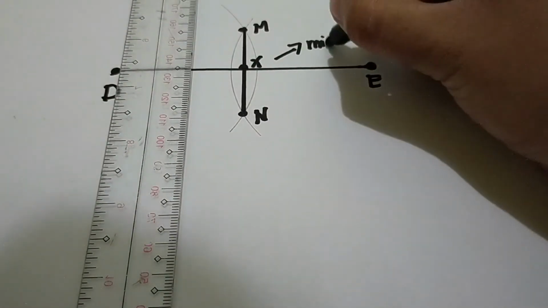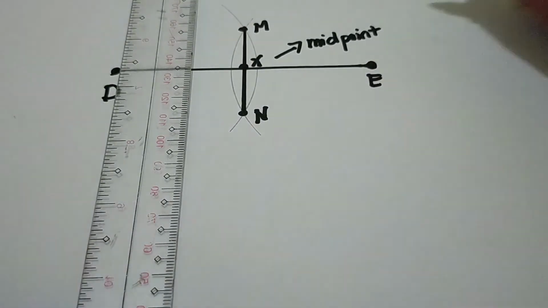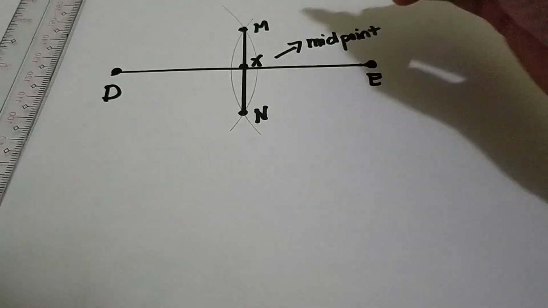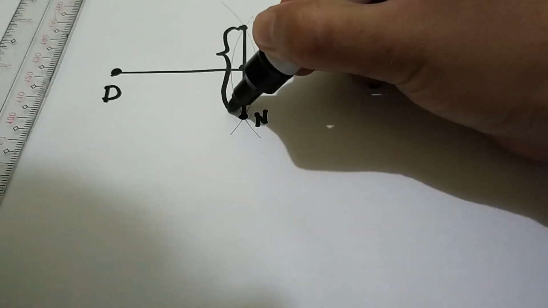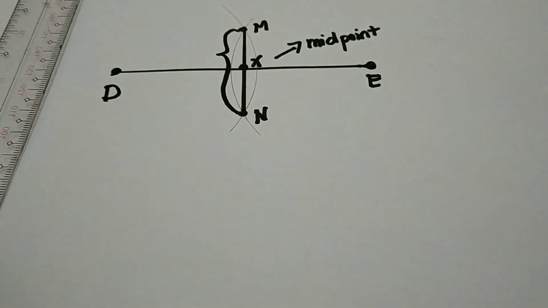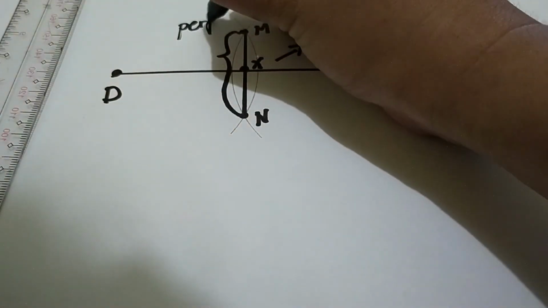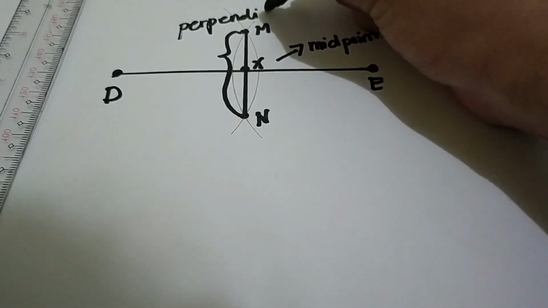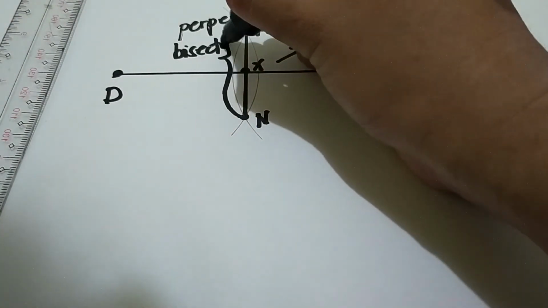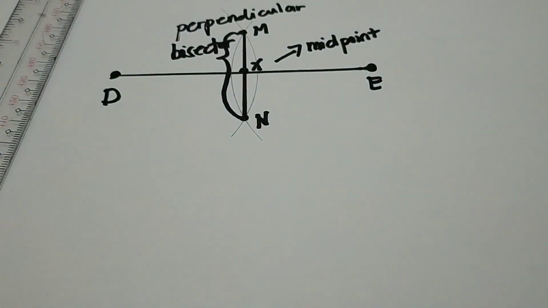So point X is the midpoint of our segment DE. However, the line formed by connecting the intersecting points M and N is what we call the perpendicular bisector. Okay, so there we have it. That is how we create a midpoint of a line segment and a perpendicular bisector of a line segment.